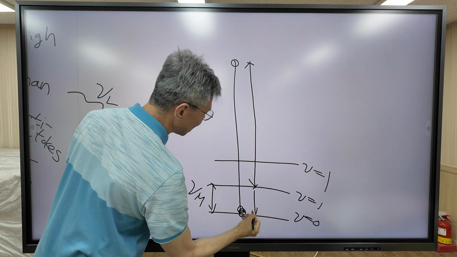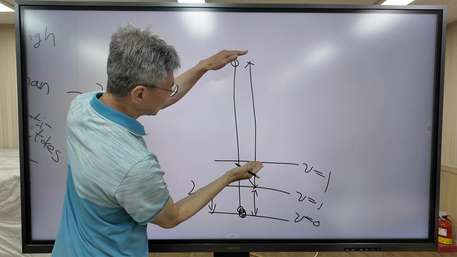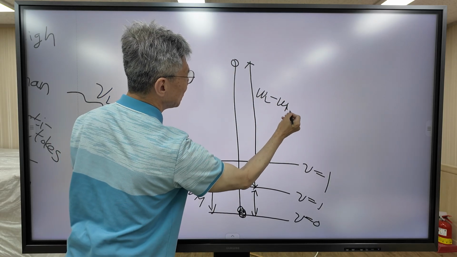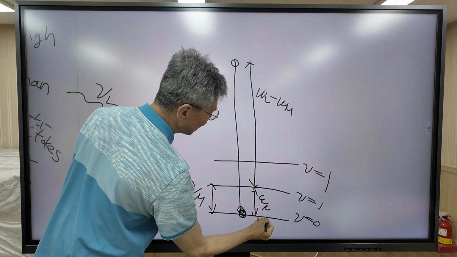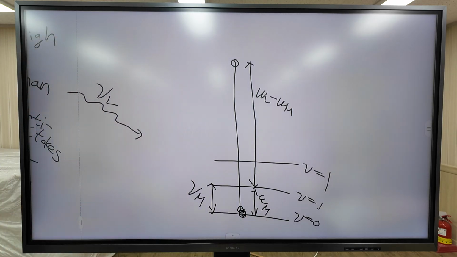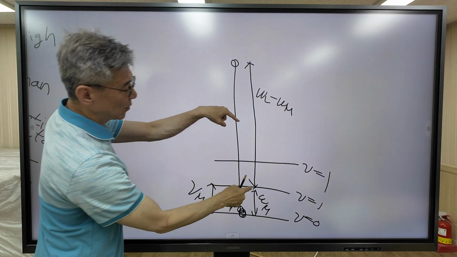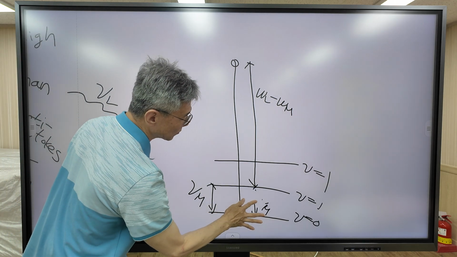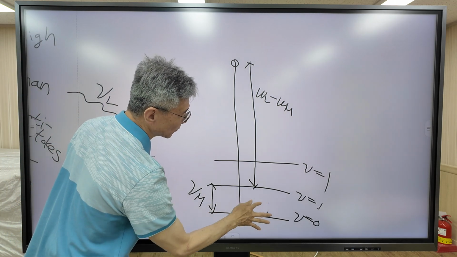This is the first process. The photon splits into two photons with frequencies UL minus UM and UM. This is the first process. The photon splits into two photons.